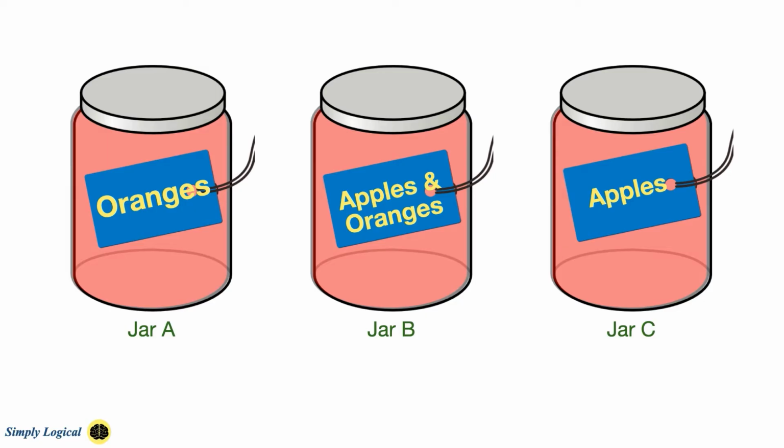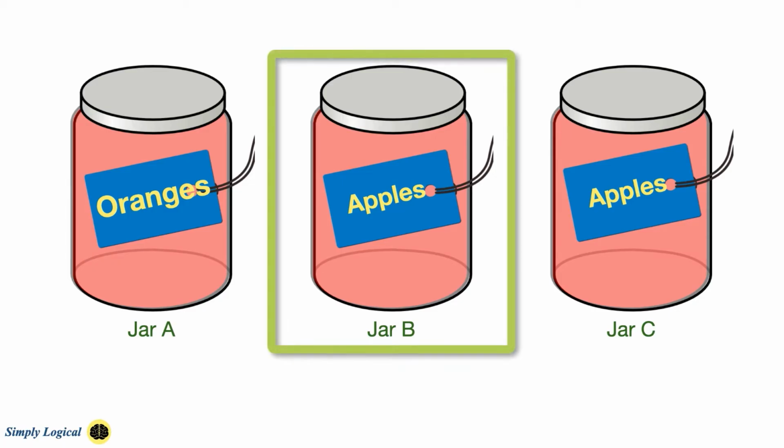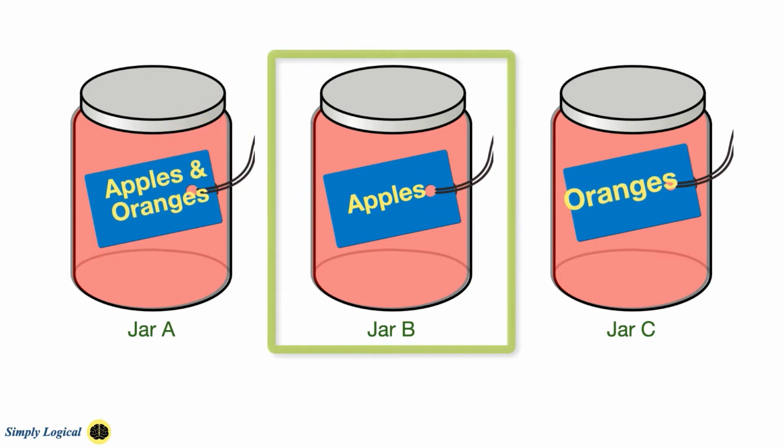So let me explain the solution. Let's take a scenario. Suppose you pick from the jar labeled apples and oranges. You got an apple from it. That means that jar should be apples, as it is incorrectly labeled. So it has to be the apple jar. Now the jar labeled oranges has to be mixed, as it cannot be the oranges jar since they are wrongly labeled, and the jar labeled apple has to be oranges.